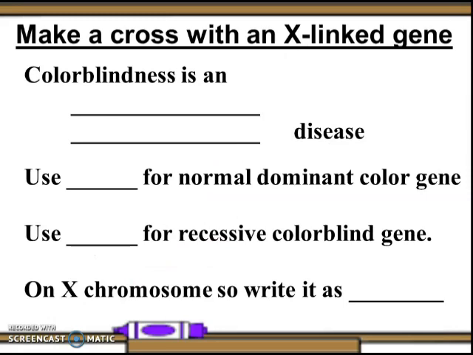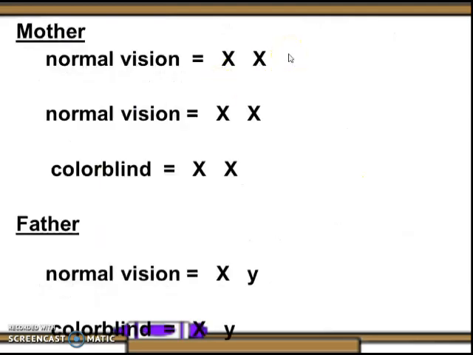Let's make a cross with an X-linked gene. Color blindness is an X-linked recessive disease. Use capital C for the normal dominant color gene and small c for the recessive color blind gene. On the X chromosome, you're going to write it as X with superscript small c. So this is the genotype of a mother with normal vision, the genotype of a mother with normal vision but carrier, and the colorblind mother.